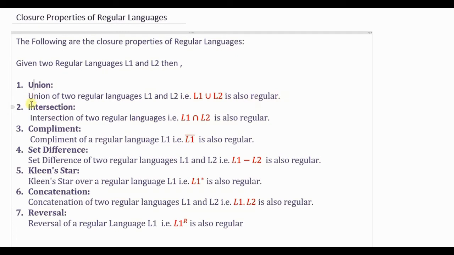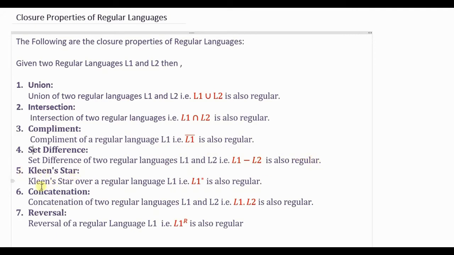Second property is the intersection property. It says intersection of two regular languages, that is L1 intersection L2, is also regular. Third property is the complement property. It says the complement of a regular language L1, this is the way how complement is written, is also regular. Fourth property says set difference. Set difference of two regular languages L1 and L2, which is written as L1 minus L2, is also regular.